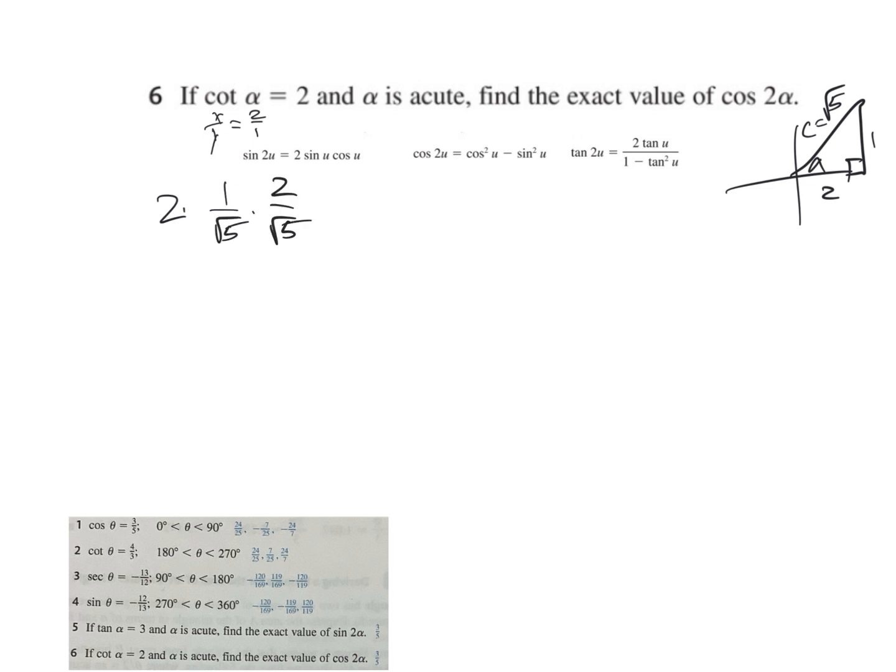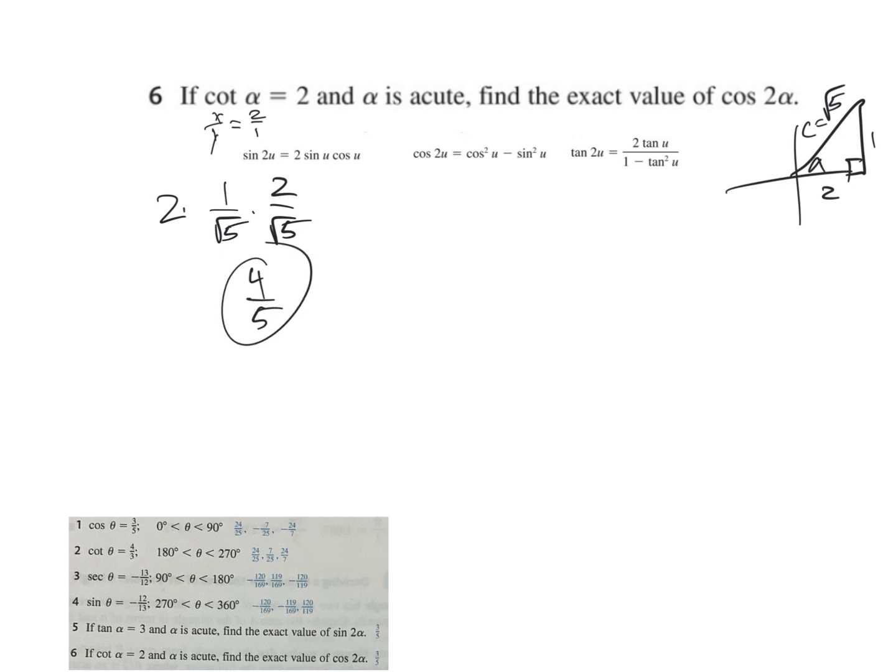Next one. Same thing here. Cotangent is x over y. And that's 2 over 1. It's acute. So again, we're just going to do it in the first quadrant, or just draw a right triangle, okay? So x is 2 and y is 1. So what is c? So 4 plus 1 is 5. This would be square root of 5. So now 2 times the sine. The sine of alpha is 1 over the square root of 5. Cosine is 2 over the square root of 5. And that's 4 over 5.